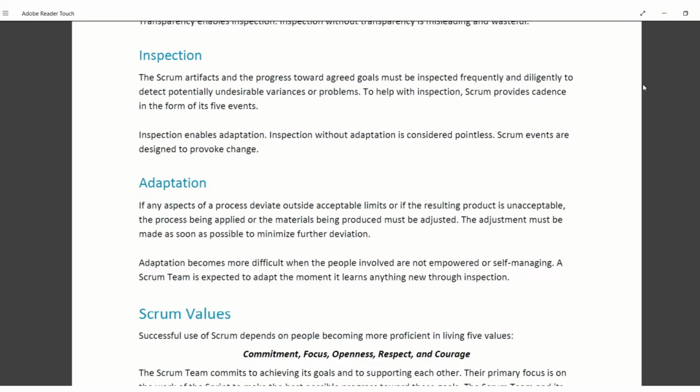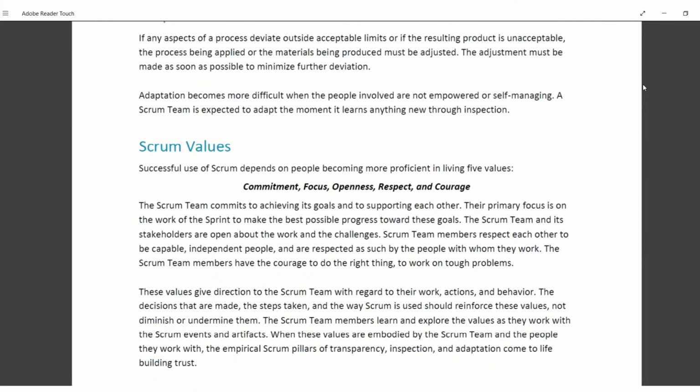Adaptation. If any aspects of a process deviate outside acceptable limits, or if the resulting product is unacceptable, the process being applied or materials being produced must be adjusted. The adjustment must be made as soon as possible to minimize further deviation. Adaptation becomes more difficult when the people involved are not empowered or self-managing. A Scrum team is expected to adapt the moment it learns anything new through inspection.